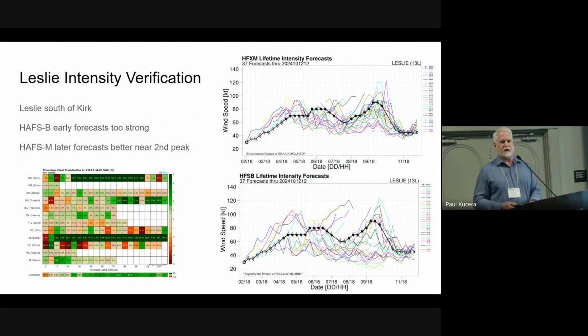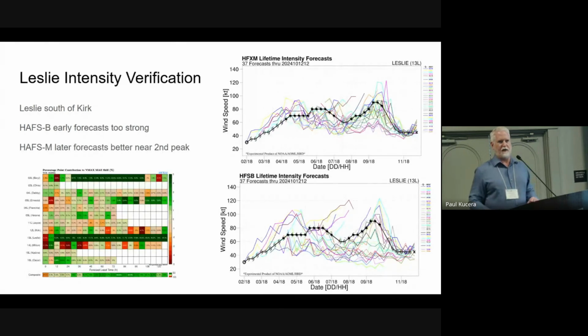One other feature to talk about was, as I pointed out earlier, the Kirk, Leslie, and Milton case. So Lou showed this diagram the other day, which was Sarah Ditchek's graphics of which storms are producing the most enhancement of the forecast, and this is for intensity. And what we see is one of the main contributors here was Hurricane Leslie, which had a much better intensity forecast in the HAFS-M than it did in HAFS-B.